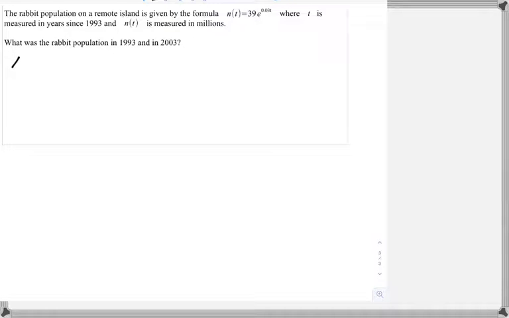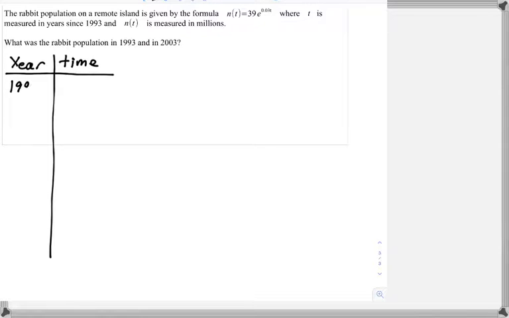So what we're going to do is we're going to construct a table relating what year it is and t, which is measured in years. And so we'll do the year and then time. So this model starting out at 1993. So in 1993, we're going to start our time off. We're going to say time is 0. And we're just going to go all the way down, very simple.